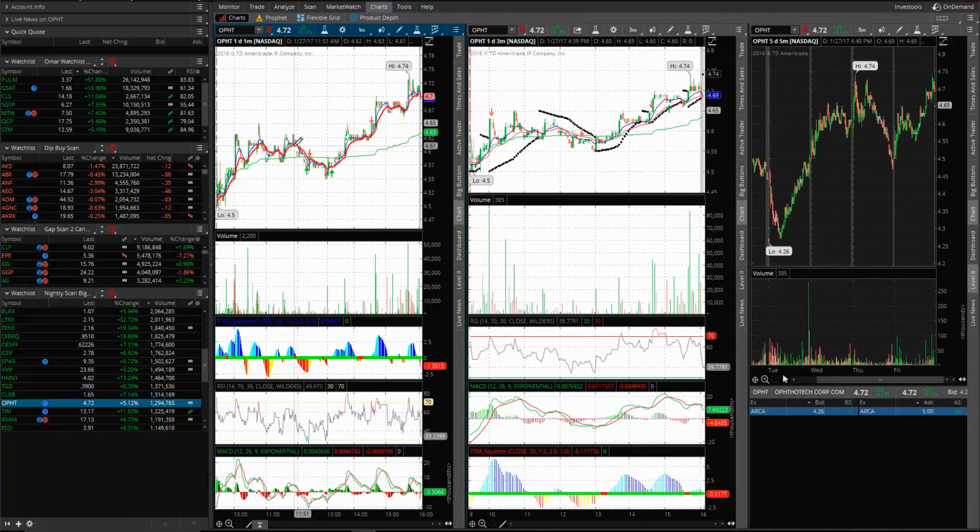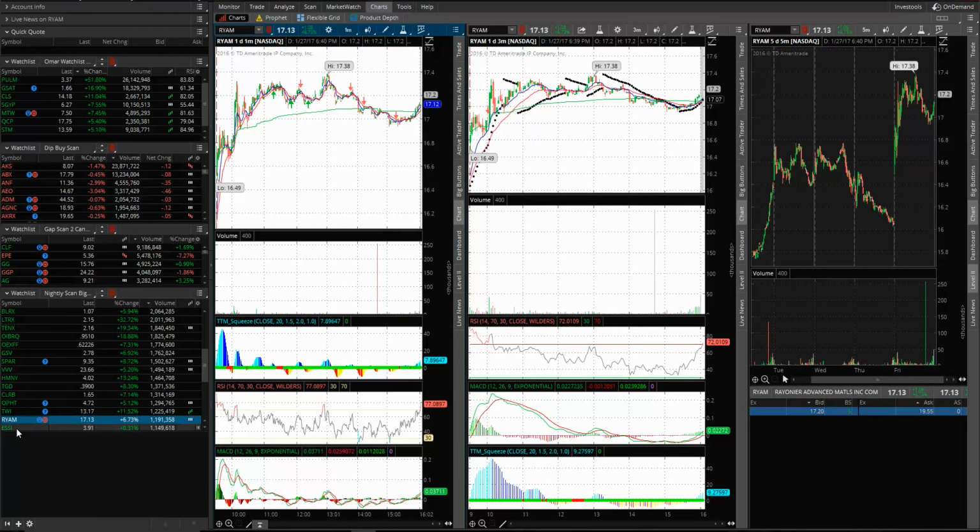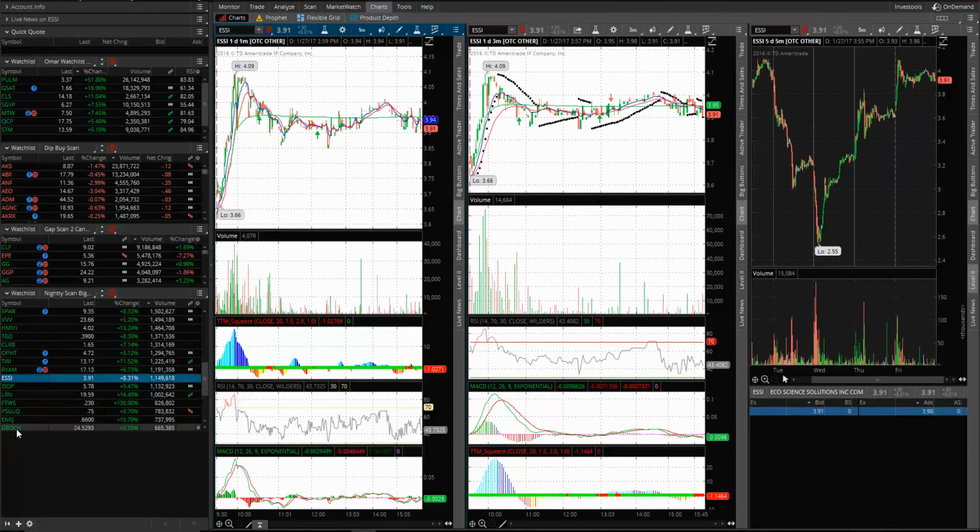OTPX, 1.29 million shares. It opened at 450, closed at 474. Chart looks really ugly, and could potentially be a good short, but I'm gonna skip it. TWI hit a high of 1339, kind of sold off, and then it bounced back up. This is probably a stock that's gonna sell off tomorrow, but I'm gonna skip it. RIOM, nah, don't like it. ESSI, yeah, don't like it.